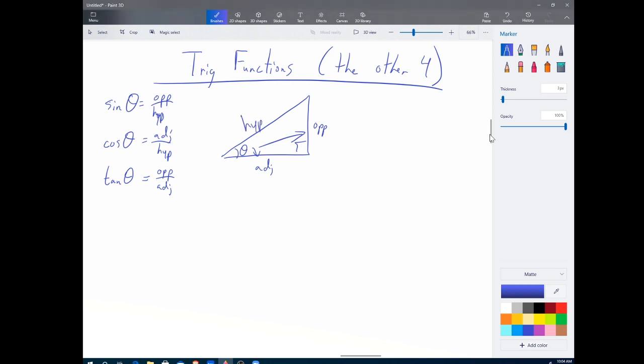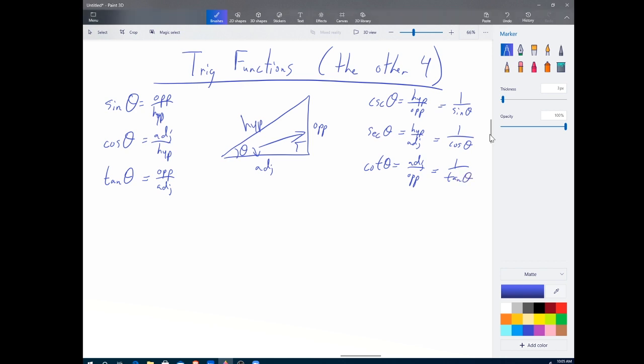Now, the 3 that you haven't spent as much time with are just their reciprocals. You flipped them upside down. So there was the cosecant, that was hypotenuse over opposite, or in other words, just a flipped upside down sine. There was the secant, that was hypotenuse over adjacent, or in other words, a flipped upside down cosine. And there was the cotangent, which was adjacent over opposite, or in other words, a flipped upside down tangent.